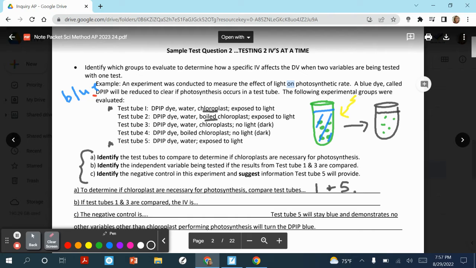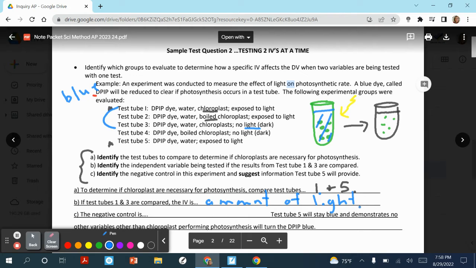It says, identify the independent variable if we compare the results from test tube 1 and 3. So now I'm going to look at 1 and 3 here. Okay, so let's note what's different. It looks like it is identical to 1, except this one is not going to be exposed to the light. So they're varying the amount of light, or they're wanting to see if light is affecting the rate of photosynthesis. So if test tubes 1 and 3 are compared, the IV is the amount of light. Amount of light. That's what they're changing. That's what they are making different.